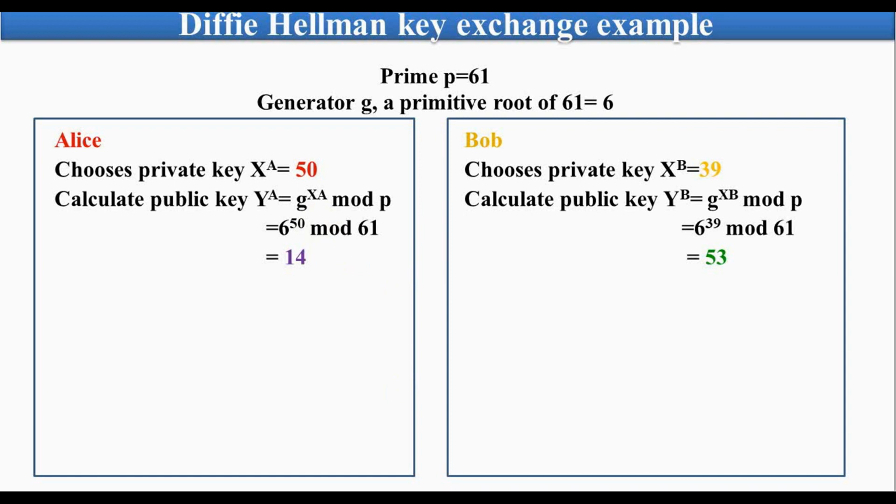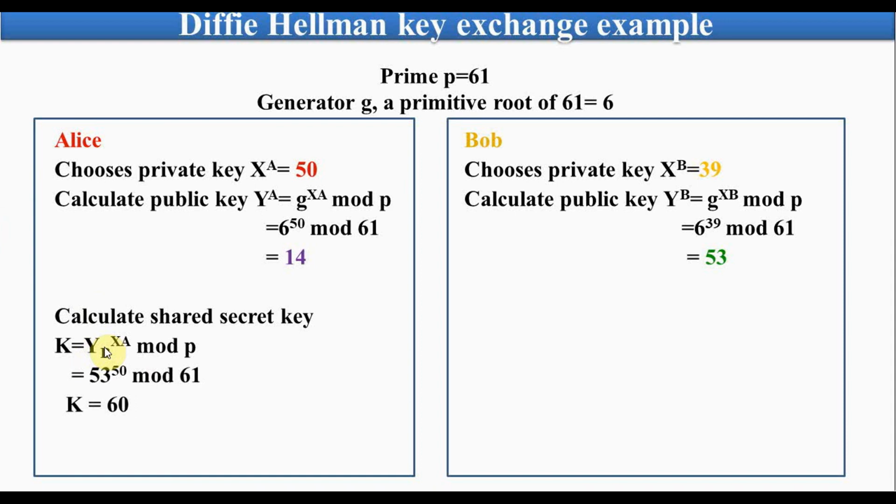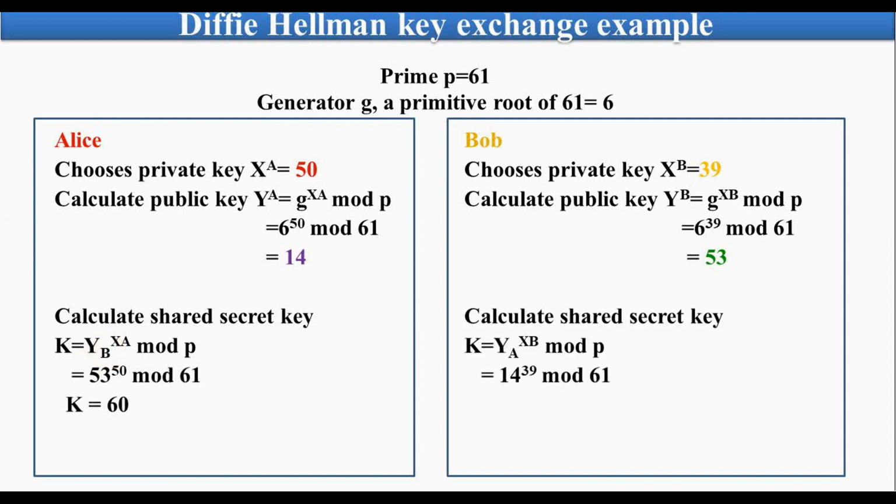Now both will share or exchange their public keys and then calculate the shared secret key. Using this formula, YB power XA mod P, we get 60 as the answer. Now Bob also will calculate and he will also get the same 60 as the answer. So for any prime number P, if you apply this Diffie-Hellman key exchange algorithm, you will get the same value, the same shared secret key K for both the users.